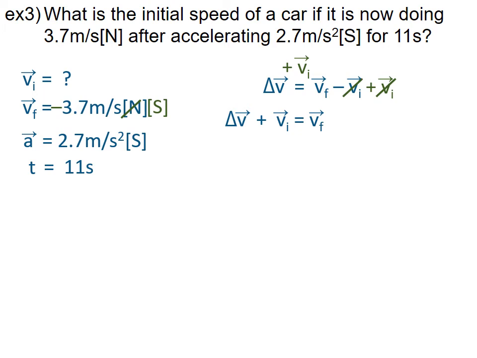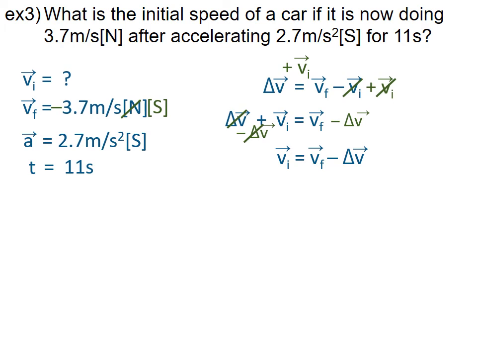Now to get VI by itself, delta V and VI are adding together. So since delta V is being added to VI, if I want to move it to the other side, I am going to have to do the opposite of what delta V is doing. So since it is adding, I will subtract delta V from both sides. So on the left-hand side now, delta V subtract delta V, they will cancel each other out, and I have VI all by itself, and it's equal to VF subtract delta V. So now I just have to sub my numbers in.